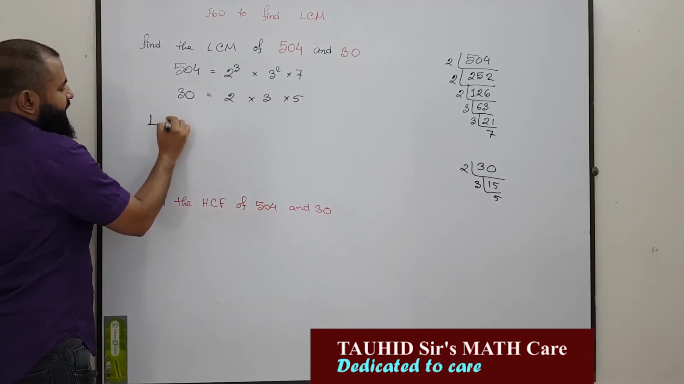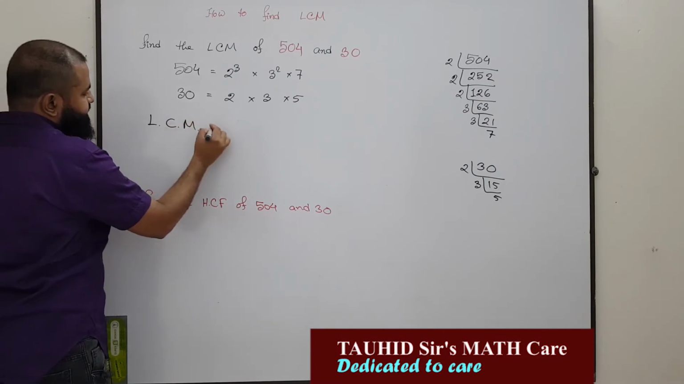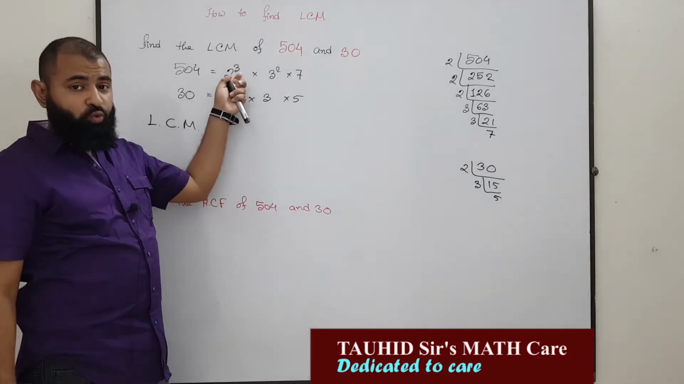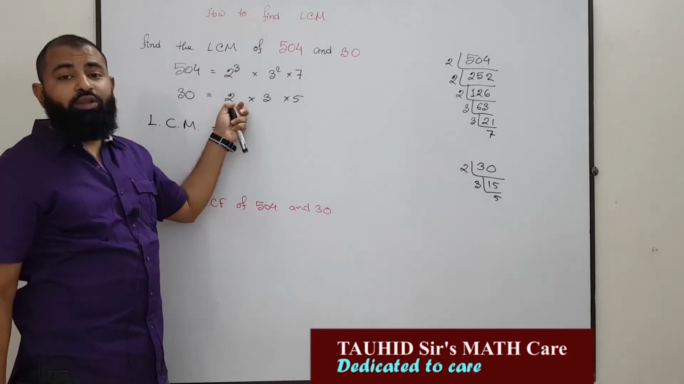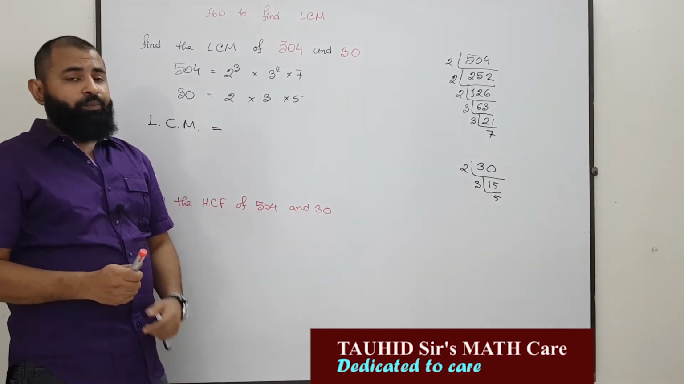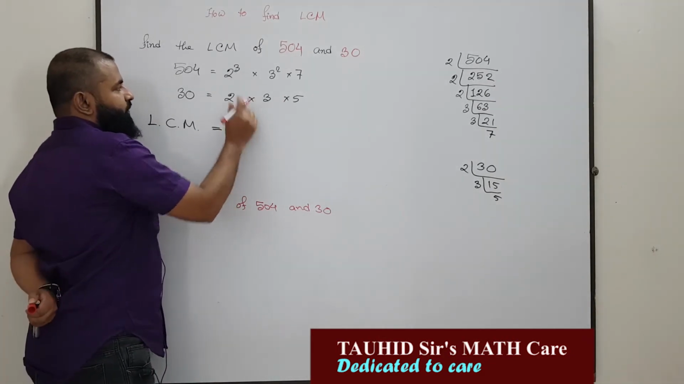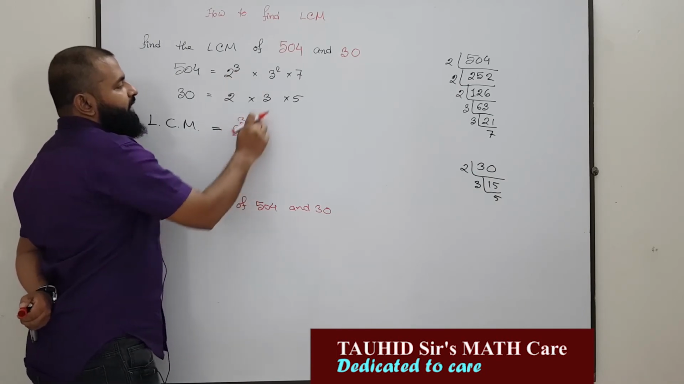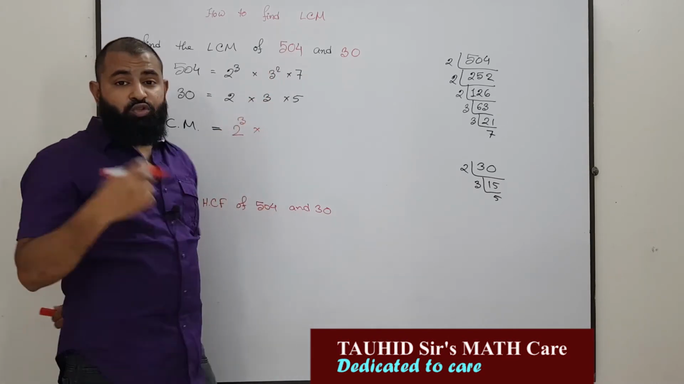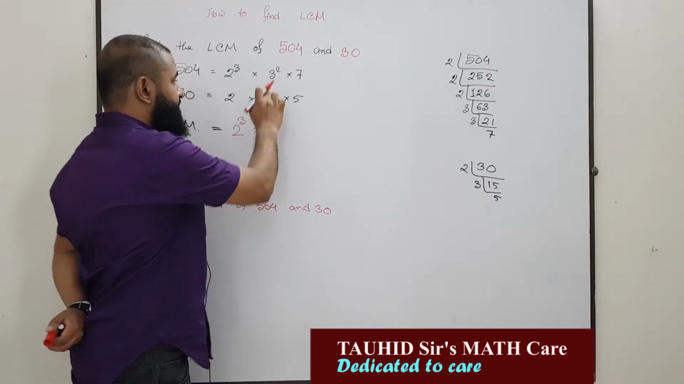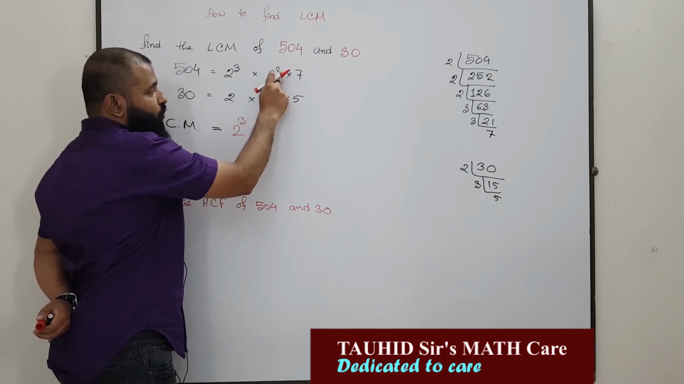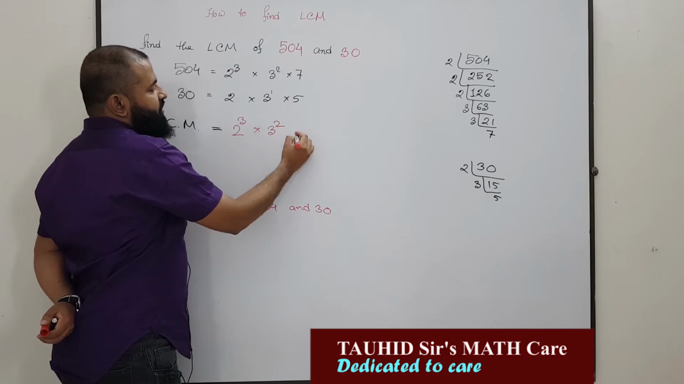So what about the LCM? Here we see three 2s, 2 cube, and here only one 2. While finding the LCM, we will take the largest power, 2 cube. Here we can see a single 3 and here we can see a 3 square. Which has more power? Here power of 3 is 1, here the power of 3 is 2. So we will take 3 square.